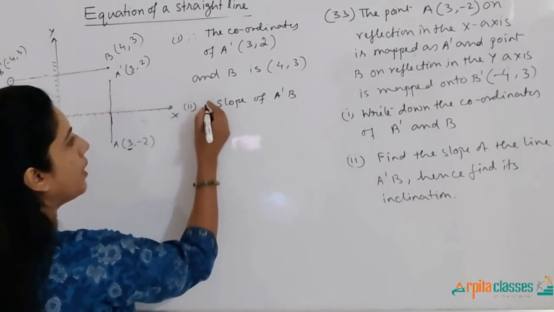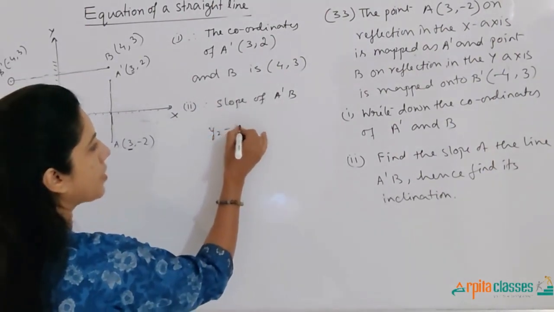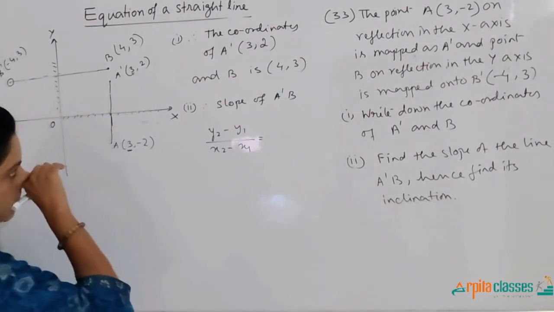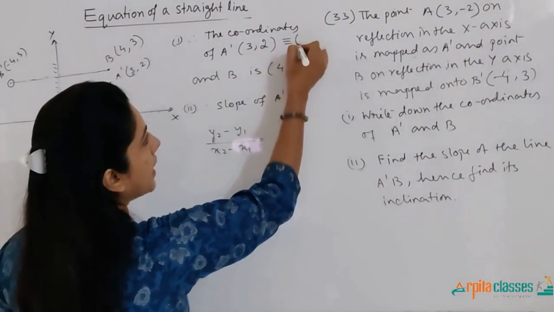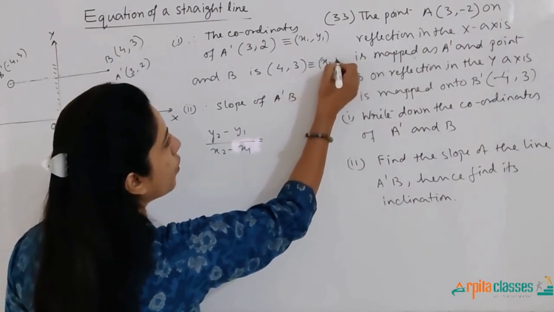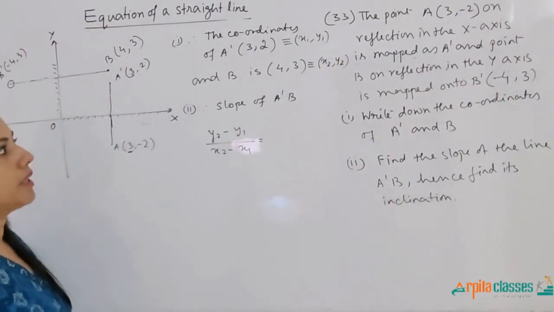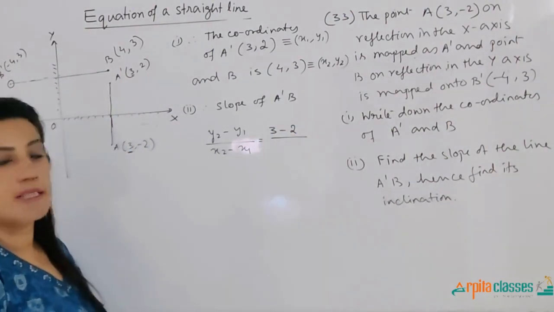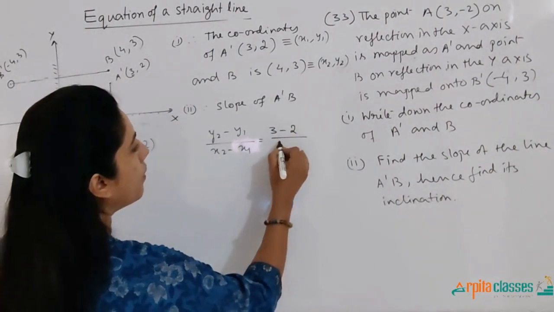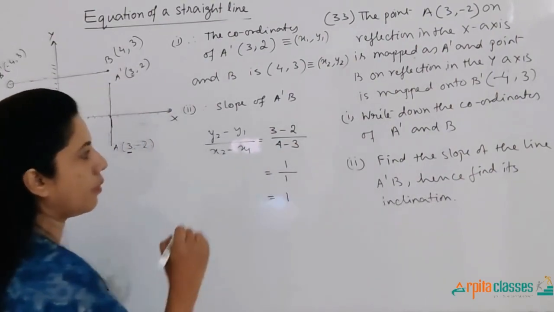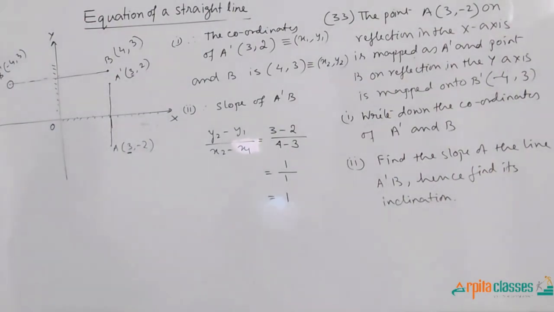We'll use this formula, that is y2 minus y1 upon x2 minus x1. Let us consider this as x1 y1 and this as x2 y2. So y2 is 3 minus 2 upon x2 minus x1, x2 is 4 minus 3. So this is 1 by 1, so it is 1. So the slope of A dash B is 1.